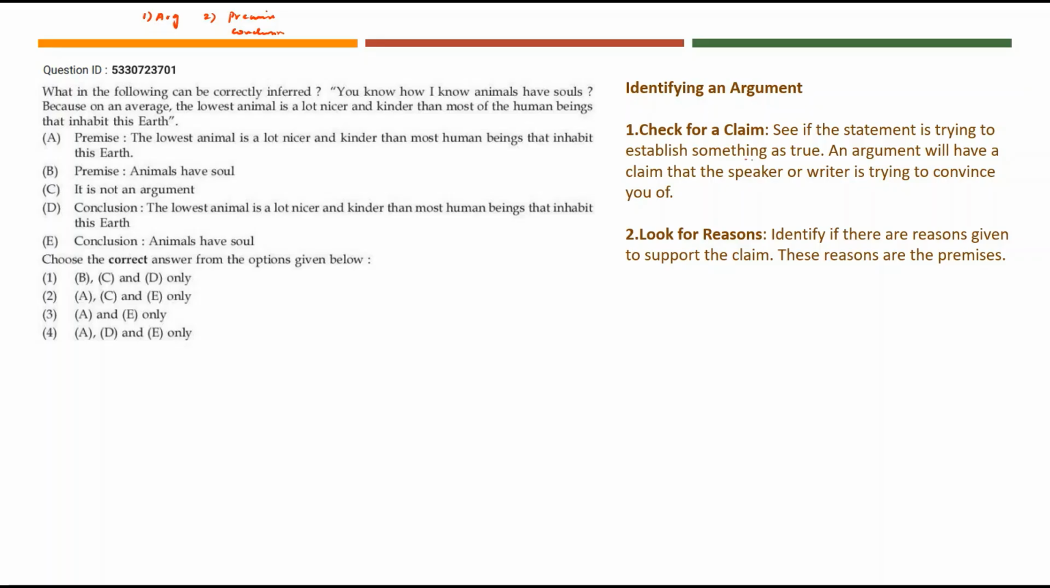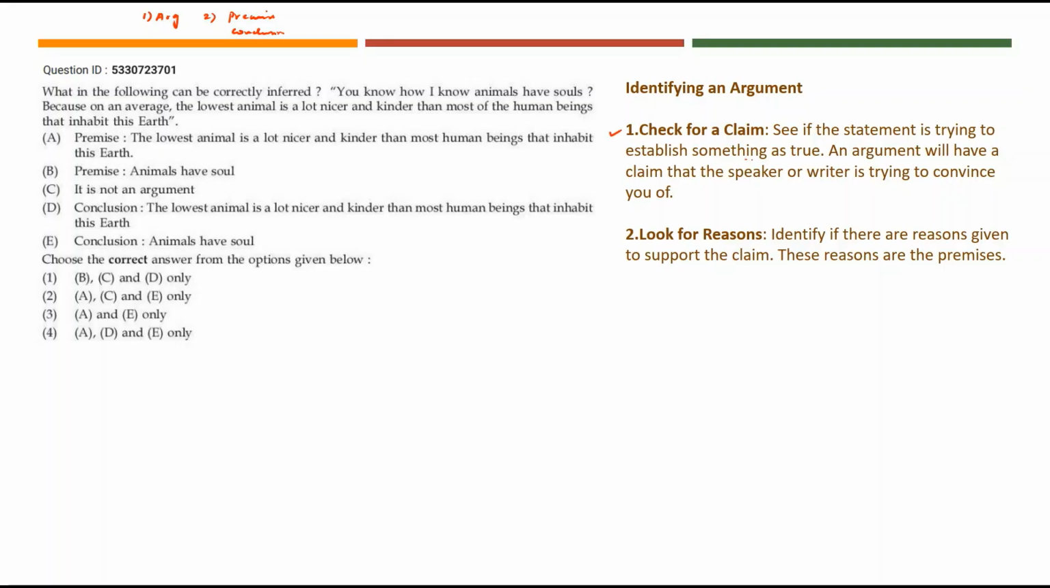What is the something here? It is animals have souls. They are trying to tell how animals have souls. And similarly, it's a claim that the speaker or writer trying to convince you. So when you explain, I am concluding such a thing because of so and so reason, it's a way that a speaker or writer is convincing the audience. So in that aspect, definitely this can be taken for an argument. So this point is done.